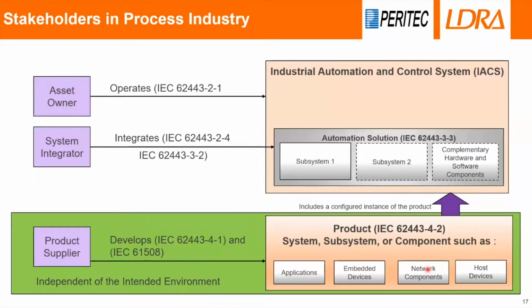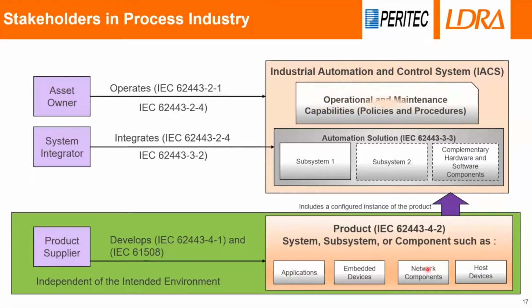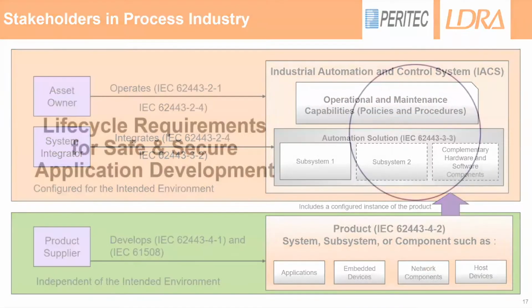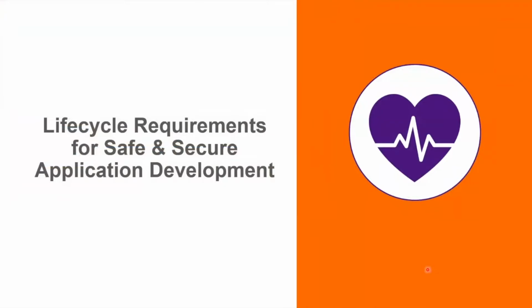So we as embedded developers are mostly concentrating on the product supplier, where we need to follow IEC 62443 Part 4-1 and Part 4-2, which define the secure software development lifecycle activities. So now the lifecycle requirement for safe and secure application development, we can have a detailed look. So we understood what's happening in the automotive industry related to the process standards, and what are the requirements of industrial applications with respect to safety and security.